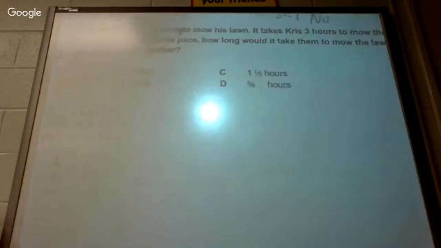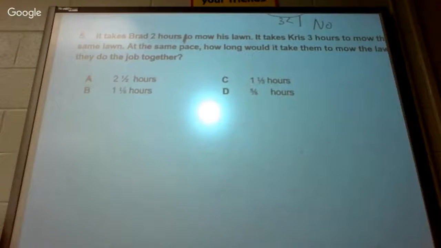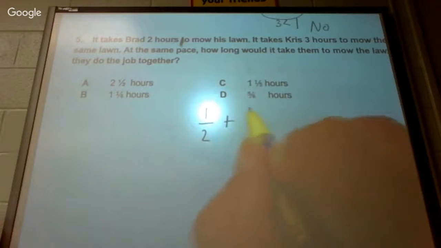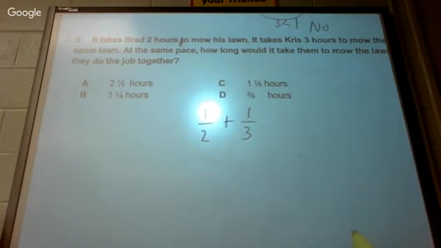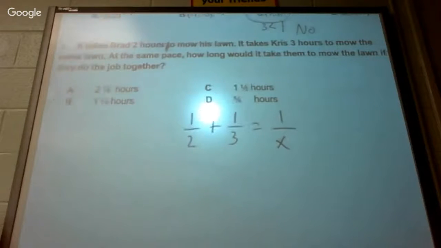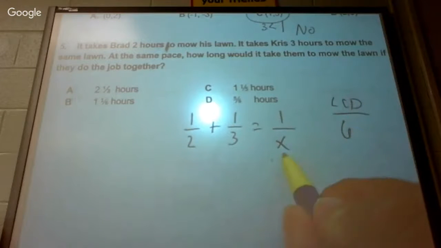Number 5, a work problem. It takes Brad 1/2 hour to mow the lawn. Plus, it takes Chris 1/3 of an hour to mow the lawn. We're trying to figure out how long it takes if we put them together. And that's how you would set this problem up. Please write that down. Now, LCD, least common denominator, in this problem between 2, 3, and x. Between the numbers themselves, what number do 2 and 3 both go into? 6, but then you've got this x.